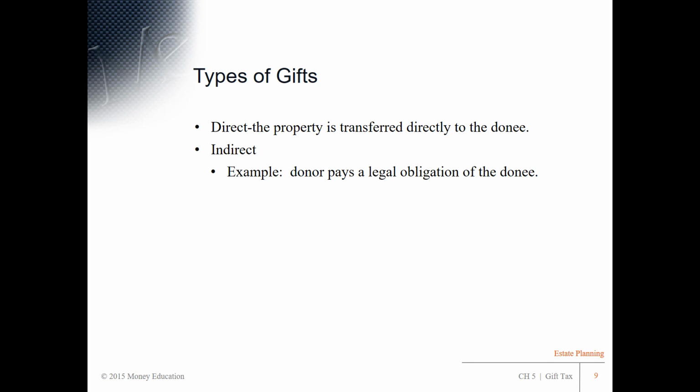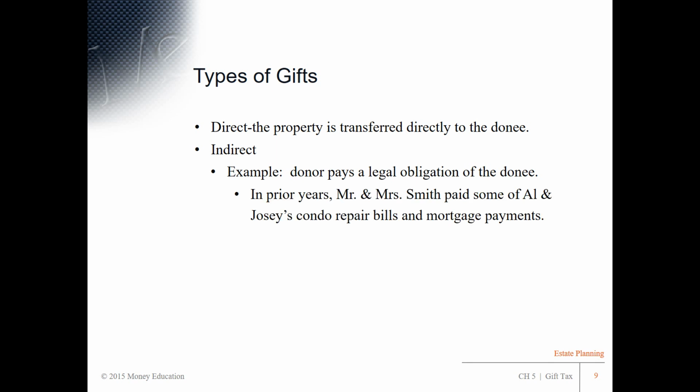Okay, so if you pay somebody's mortgage for them. So in prior years, Mr. and Mrs. Smith paid some of Al and Josie's condo repair bills and mortgage payments. So those are gifts and considered legal gifts, but they're just indirect gifts.